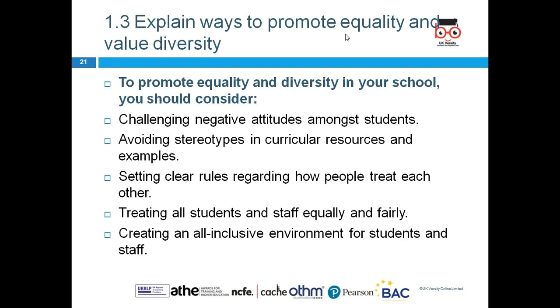And now we're just going to explain ways to promote equality and value diversity. So within this, when we're trying to promote equality and diversity, there's a few things that we should consider. We should challenge negative attitudes, especially among students.